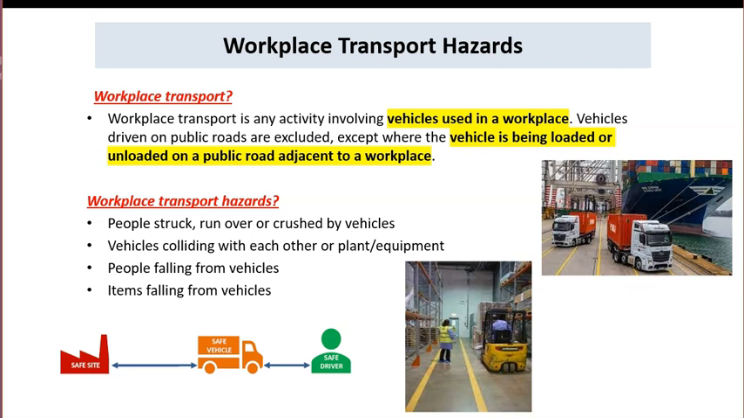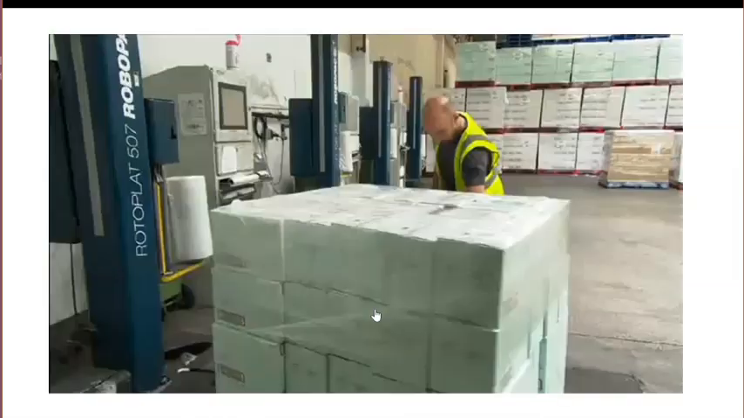What are the workplace transportation hazards? Sometimes people are struck, run over or crushed by vehicles in the workplace, vehicles collide with each other, people fall from the vehicles, and items fall from the vehicle. So the objective is to have a safe site, safe vehicles, and safe drivers. Okay, let's look at the video for transportation safety at the workplace.